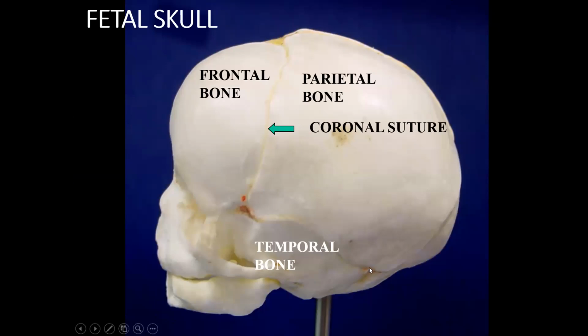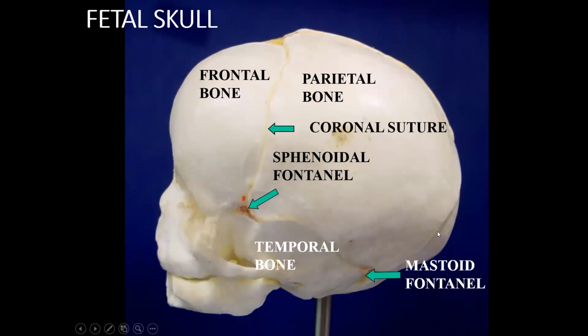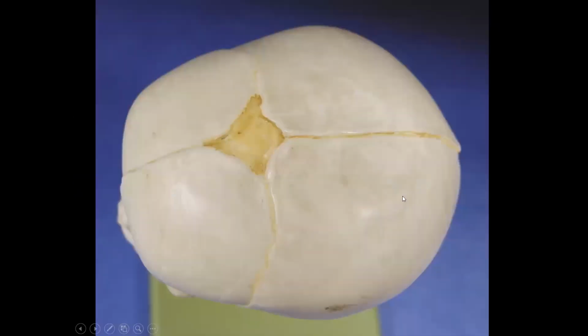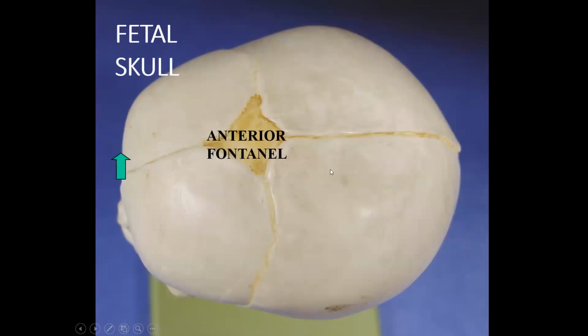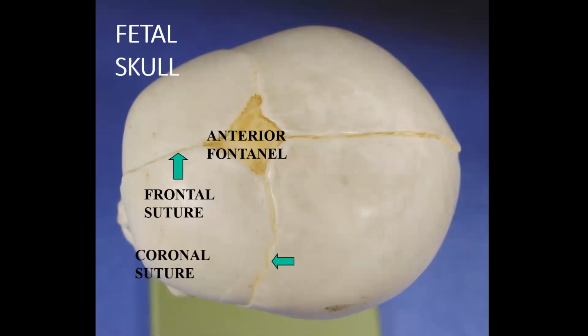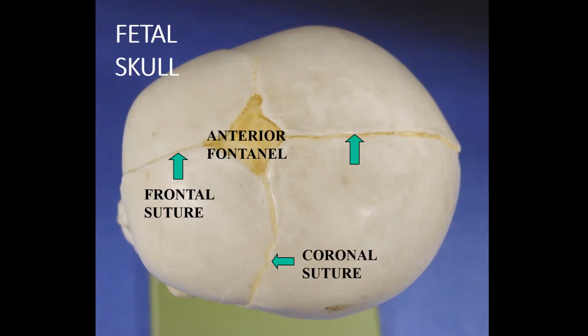This is a fontanelle here and another one here. This is called the sphenoidal fontanelle. This is called the mastoid fontanelle back here. And there's our anterior fontanelle. The frontal suture, which goes away. The coronal suture, which remains. And the sagittal suture, which remains.